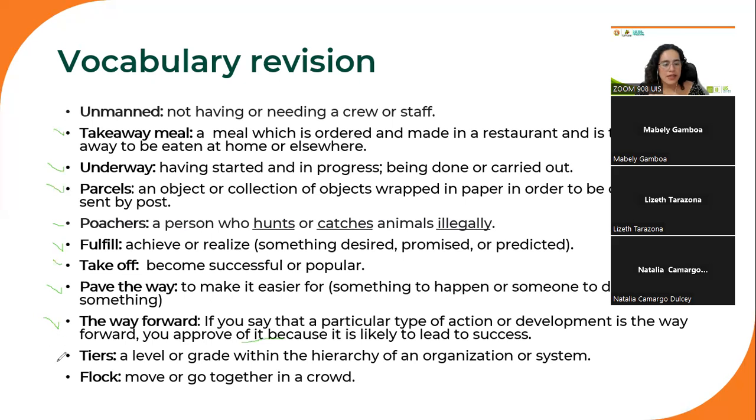Silvia, Natalia. Tiers. A level or grade within the hierarchy of an organization or system. So this word tiers has the same pronunciation as the word tears, lágrimas, okay? A tier is a level. This spelling, T-I-E-R-S. A tier is a level within a hierarchy, okay? And then the last word here, to flock.